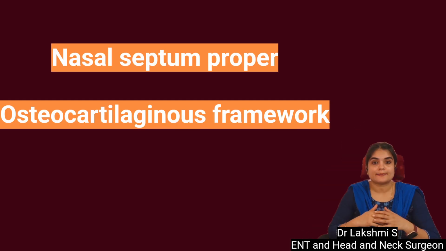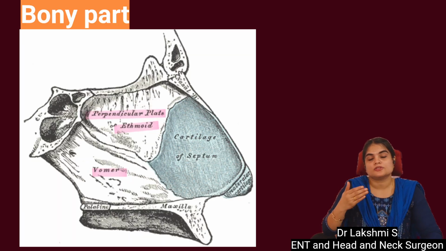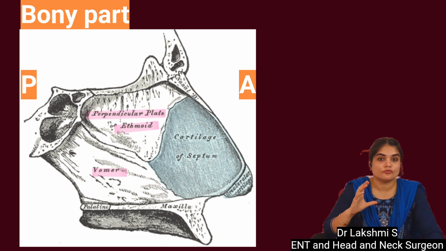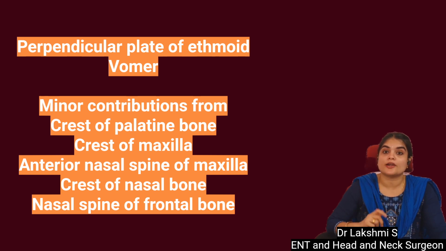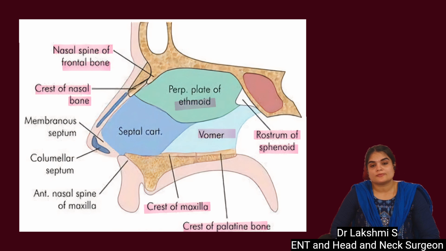The nasal septum is bony and cartilaginous. That means there's a bony part and a cartilaginous part. What are the bones that contribute to the septum? The most important ones are the perpendicular plate of the ethmoid bone and the vomer. Other bones are the maxillary crest, the anterior nasal spine of the maxilla, and the palatine bone, which also contribute to the nasal septum. The perpendicular plate of the ethmoid forms the upper one-third of the nasal septum.